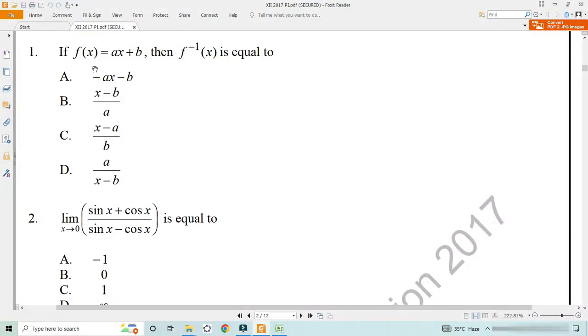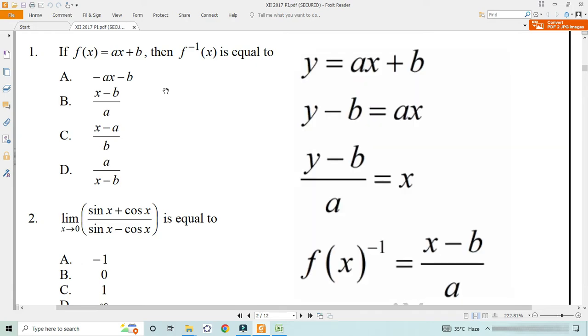In this MCQ, a function is given and we have to find its inverse. So simply rearranging the terms and isolating the variable x and writing the inverse function in its notation, we get the answer as b.